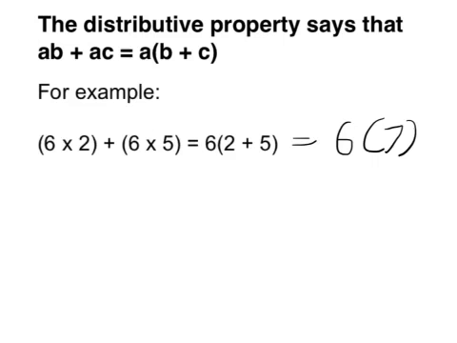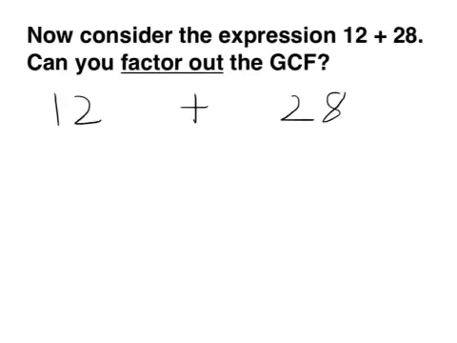We're going to look at another example now, and we'll work it all the way from the beginning. Using the distributive property is sometimes called factoring out when you're using it in one direction. So we're going to consider the expression 12 plus 28. Can we factor out the greatest common factor? We want to find the greatest common factor of 12 and 28 and then factor it out. I know this is new language, so just follow along. I think you can follow my logic as I do this problem.